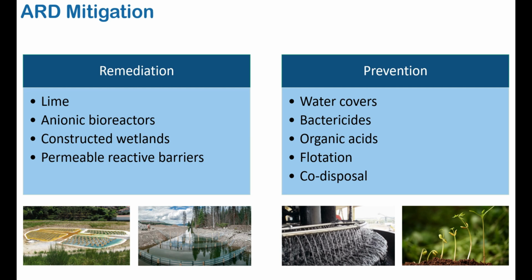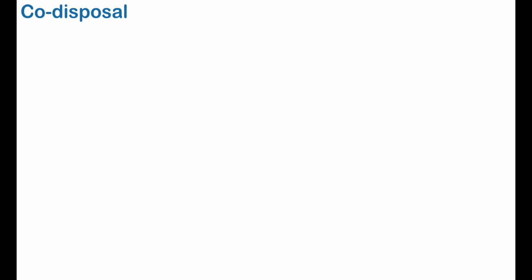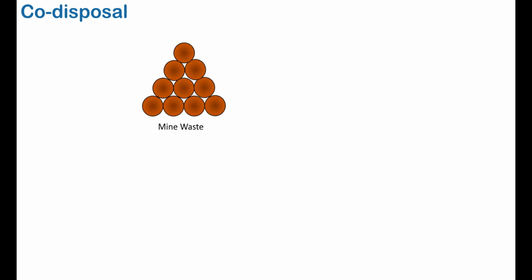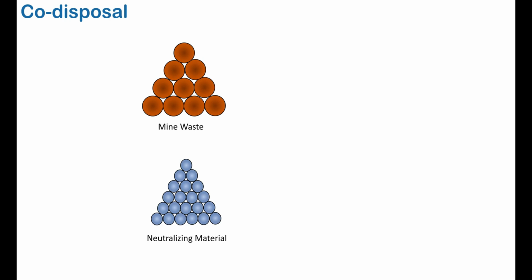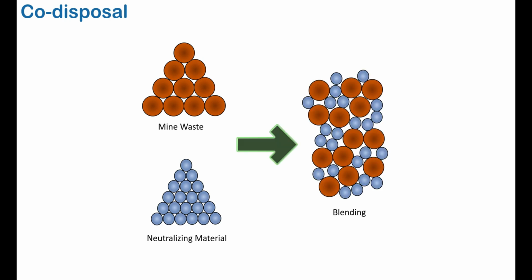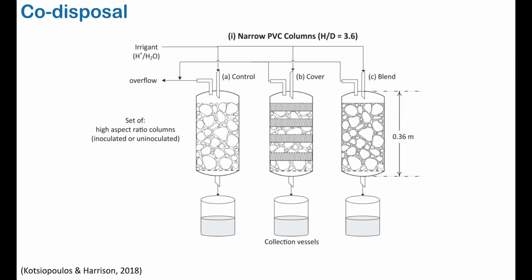One of the methods that will be used in this study is co-disposal. This method involves co-disposing or blending reactive mine waste with potentially acid-consuming or alkaline-producing material such as desulfurized tailings. A previous study co-disposed low-sulfide coal waste obtained from flotation with acid-generating coal interburden.